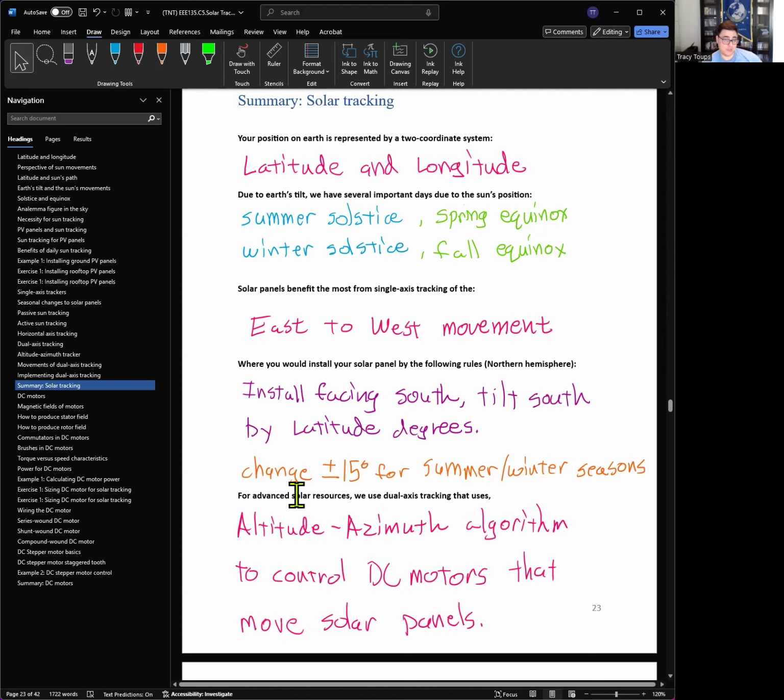For more advanced solar resources like solar towers, concentrated PV cells, the mirrors and lenses and all that Stirling engine stuff, we're going to need dual axis tracking. It's a lot more complicated, where we're going to use an altitude to azimuth algorithm with two angles. We're going to feed that to the motor controller to control the DC motors, and that will ultimately move the solar panels probably every 5 minutes or every 15 minutes. It'll do the calculation and move the solar panel accordingly. And this will happen throughout the whole year as long as you want to keep that solar resource in service.